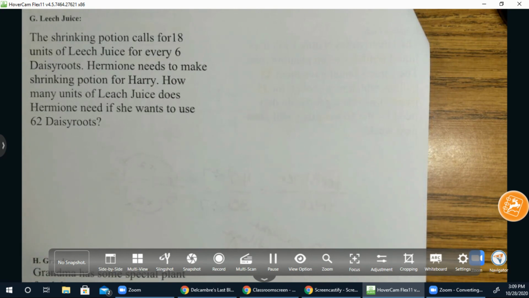So the shrinking potion calls for 18 units of leech juice for every 6 daisy roots. Hermione needs to make a shrinking potion for Harry. How many units of leech juice does Hermione need if she wants to use 62 daisy roots?